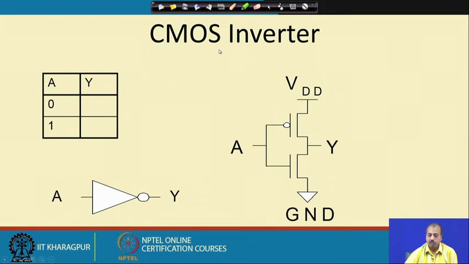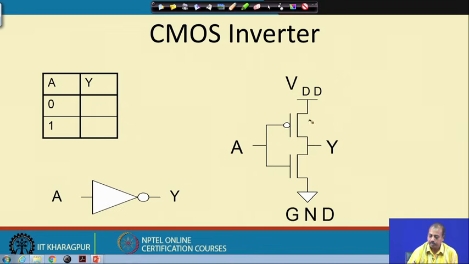So, a CMOS inverter looks like this. This is the symbol of a CMOS inverter. Whenever we have a bubble here, this means it is a p type transistor, and this is an n type transistor. For the p type transistor, if I say this is G1 and this is G2, when G1 is equal to 0, then P is on. When G1 equal to 1, P is off.